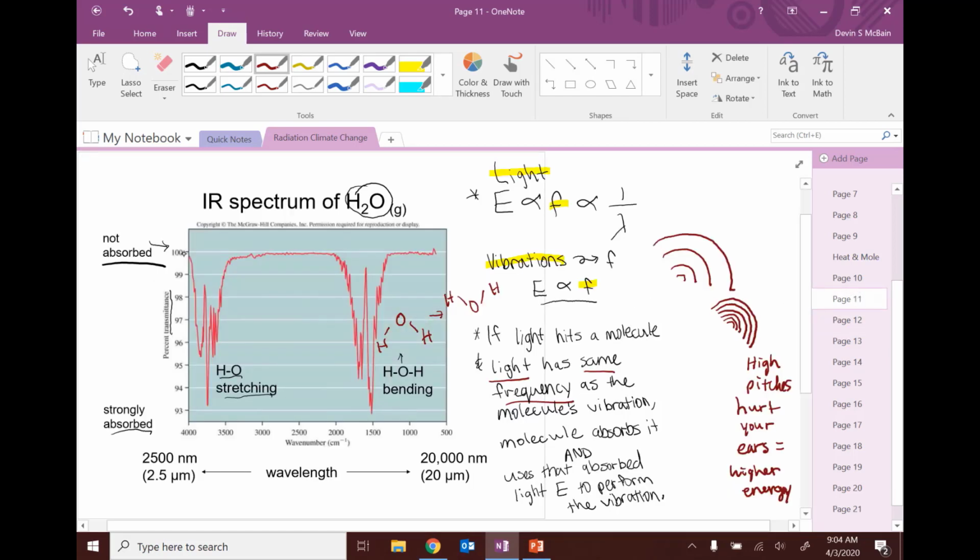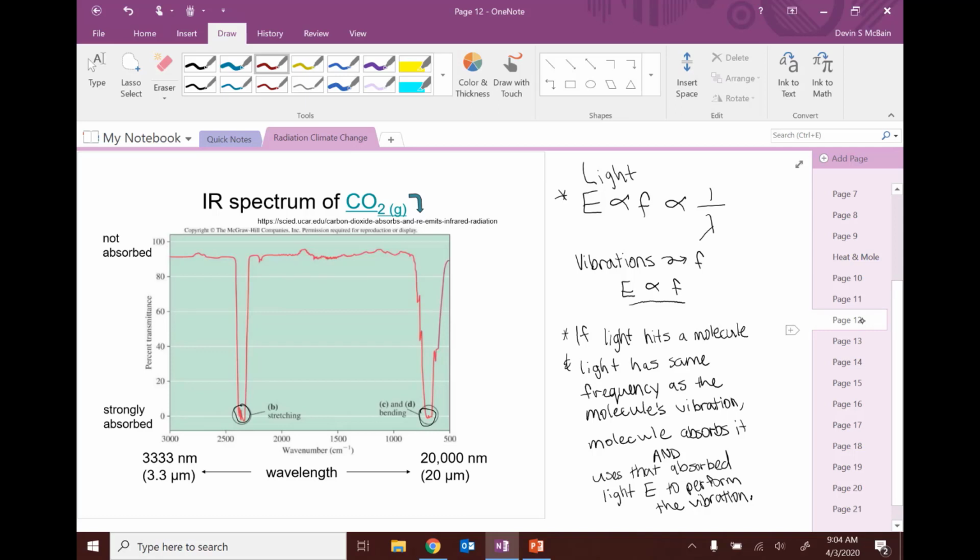Notice that water only goes from 100% to about 93.25% transmittance at the most, whereas carbon dioxide will go from about 92% all the way down to 0% transmittance. So carbon dioxide absorbs IR light even more strongly, and therefore it probably is going to perform those resonant vibrations to a greater extent.